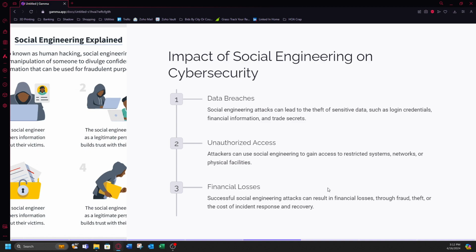It is massive. Data breaches, unauthorized access, and financial losses go hand in hand. Social engineering attacks could lead to the theft of sensitive data, such as login credentials, financial information, and trade secrets. It's not just about money. In the beginning, right? Login credentials are a key that they use to get to money, but trade secrets, there's a lot of things associated with that.